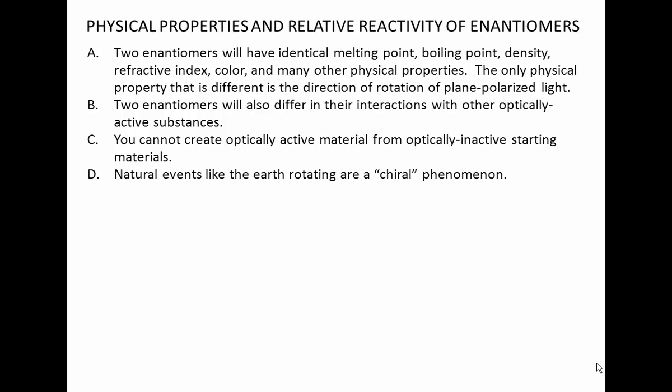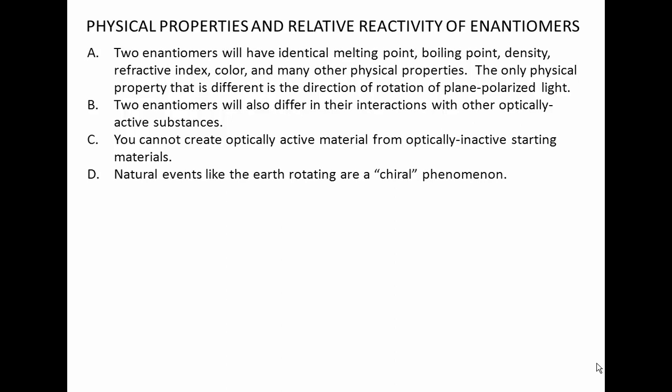They have equal but opposite effects on their ability to change the orientation direction of plane polarized light, and we saw how that property, which we call the specific rotation, is one way that you characterize enantiomers.